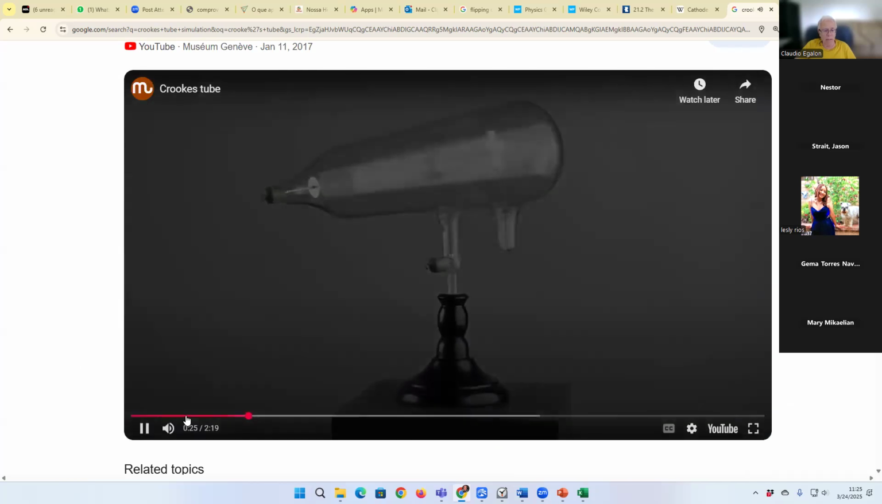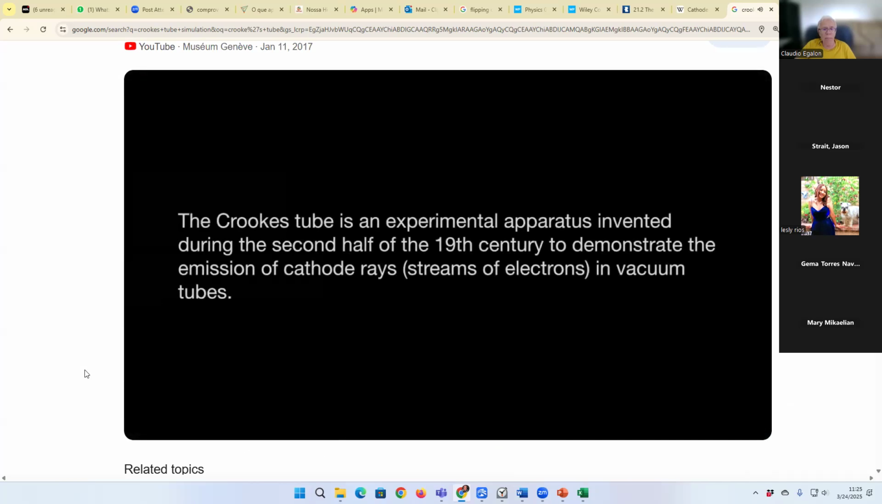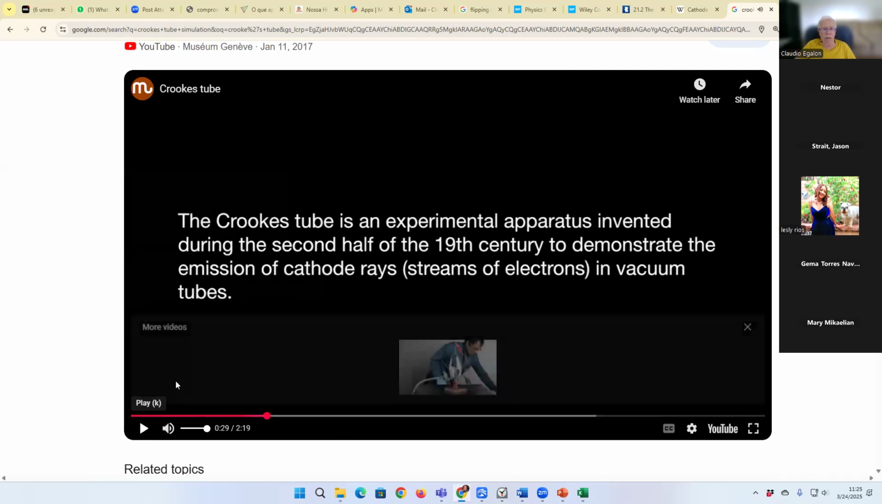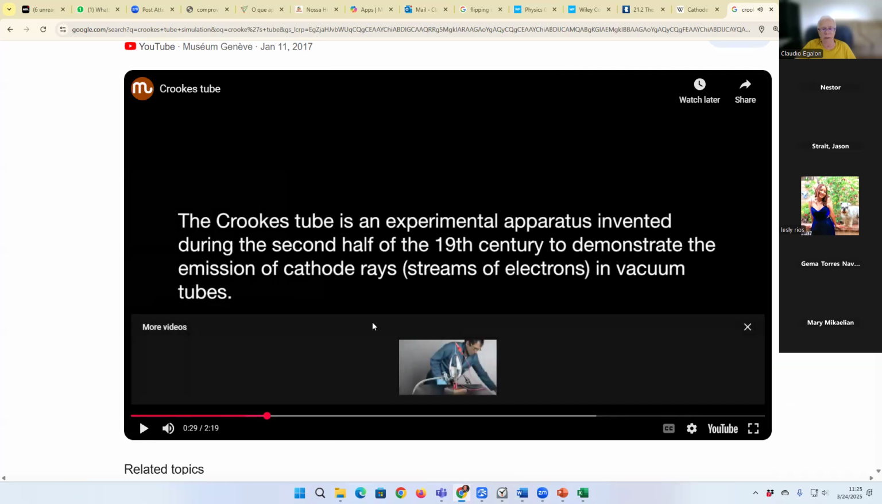History Museum, see that? Crookes tube is an experimental apparatus invented during the second half of the 19th century, 1850, right? To demonstrate the emission of cathode rays. What are cathode rays? Cathode rays are streams of electrons, several electrons coming out in a vacuum, inside vacuum tubes, okay?